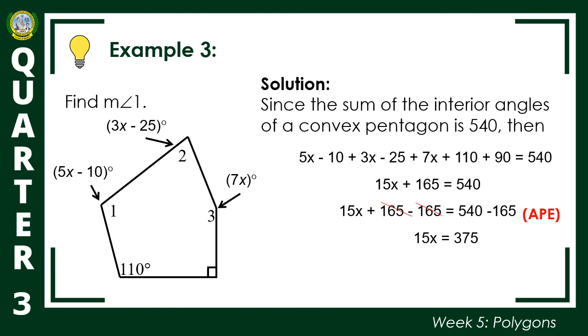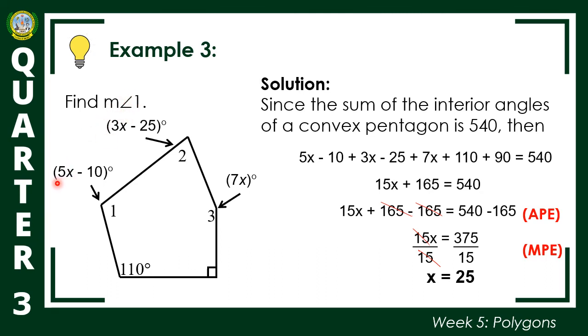Okay? So, for us to do that, we will divide both sides by 15. Again, that's MPE. 15x divided by 15, makakancel na yung 15. Ang matitira na lang ay x. And then 375 divided by 15 is equal to 25. Okay? So, hindi pa to yung sagot kasi ito pa lang yung value ng x. Okay? Ang hinahanap natin is yung measure ng angle 1.